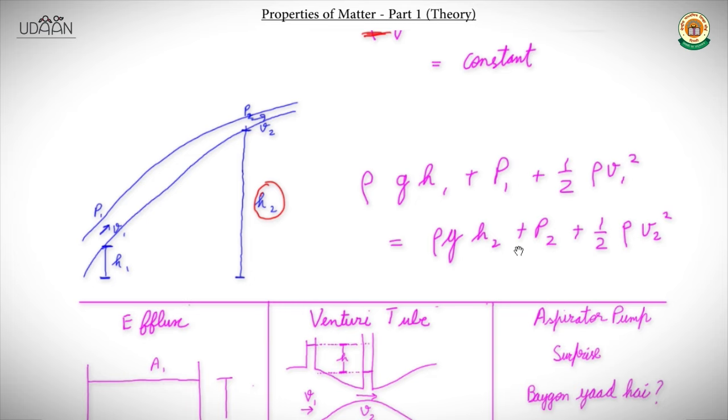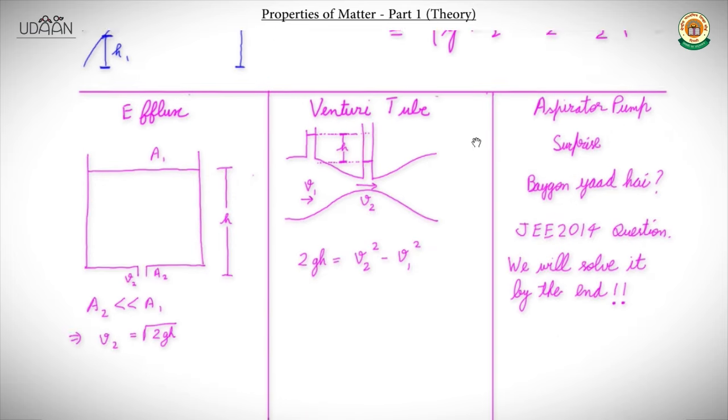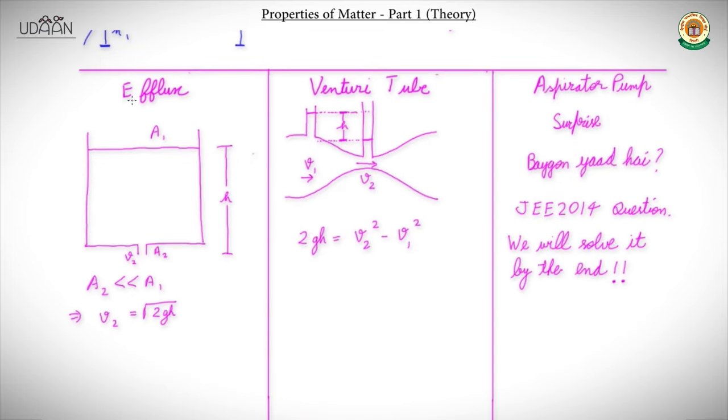The applications for the Bernoulli's and the continuity equation: efflux, moving out of liquid from a small area below the container. So if area A2 is very small as compared to A1, V2, the velocity from here, would be equal to root 2 gh.